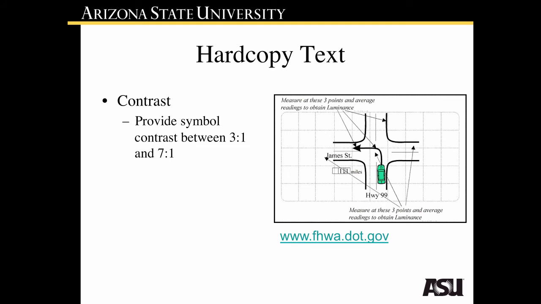The other thing that's absolutely critical in the design of text is the contrast. You have to provide enough contrast for people to actually be able to read things, especially if they're reading them from far away. And in fact, you can even have smaller text if you have better contrast. You probably want to provide symbol contrast between 3 to 1 and 7 to 1. That is, the light part, the background, should be at least 3 times lighter than the foreground, or as much as 7 times lighter than the foreground.